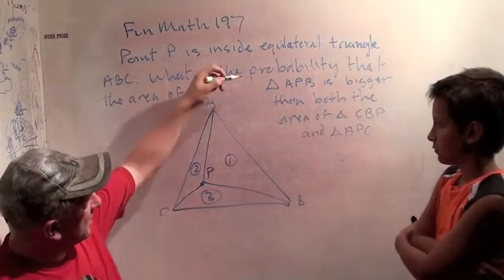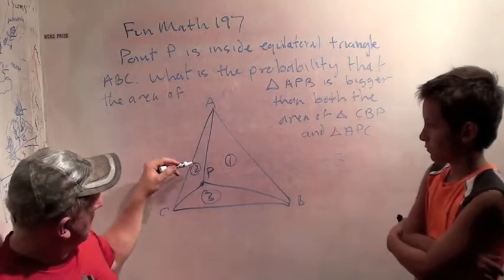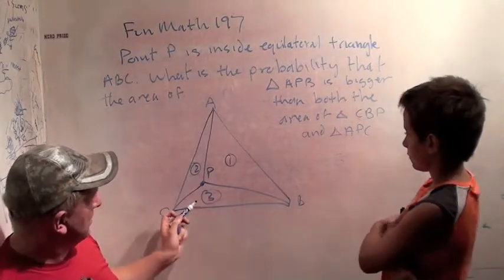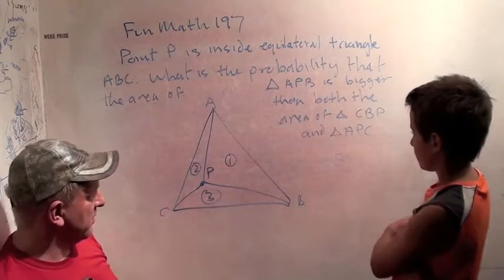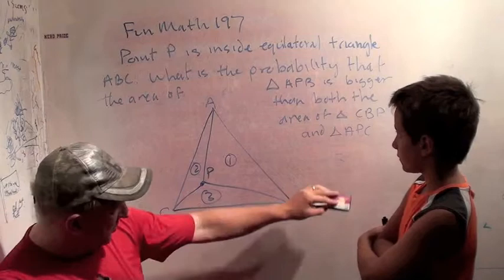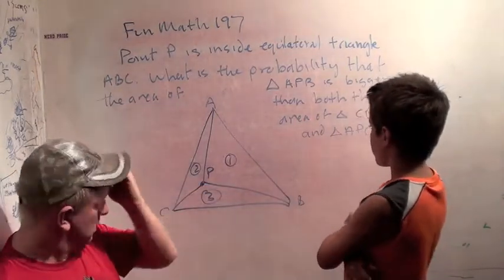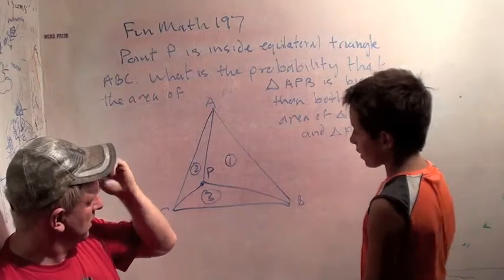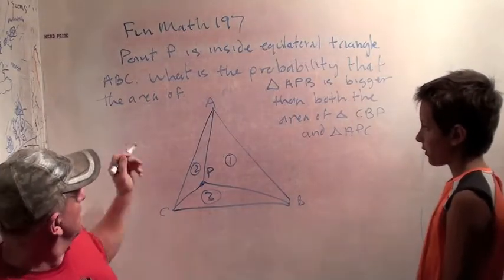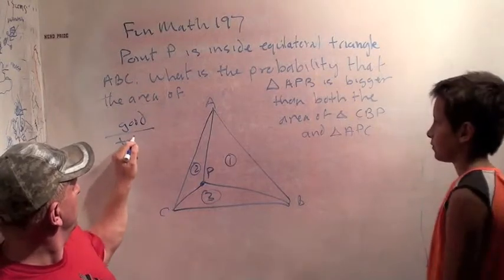Okay, so to make it easier, I've called triangle APB 1, APC 2, and CPB 3. So, how would you want to approach this problem normally? A probability problem. Well, we approach it normally by doing the number of good outcomes over the number of total outcomes.